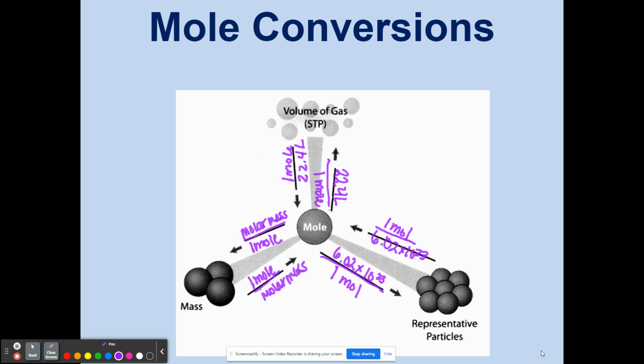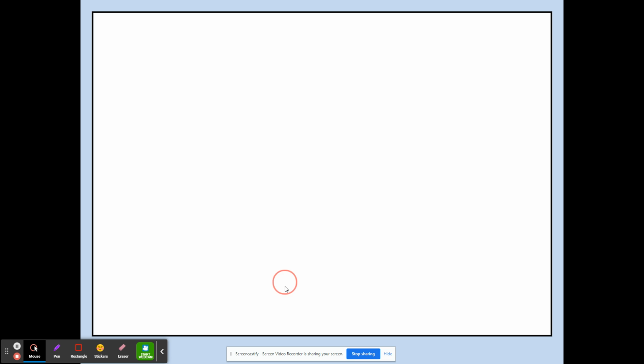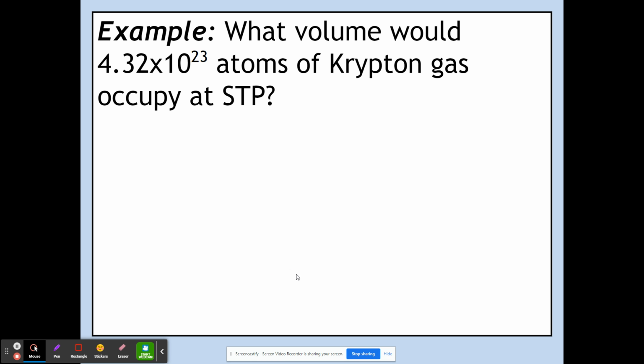Now, that roadmap right there is very important. So make sure you understand and know all of those conversion factors and how to get from one place to another. Okay. So we're going to do one question, and I'm going to show you how to go through the roadmap from where we're going and what we're going to.